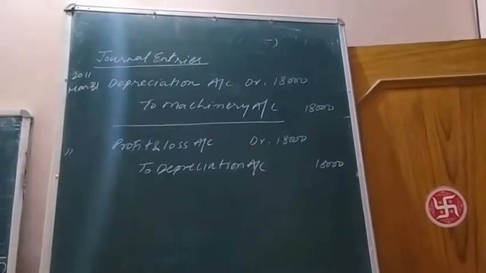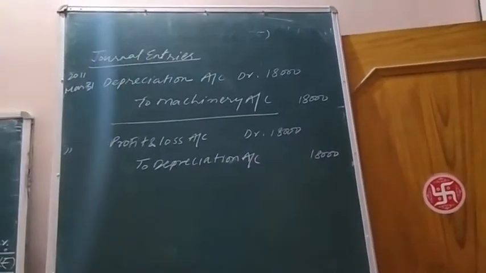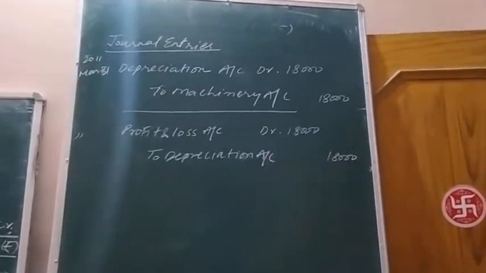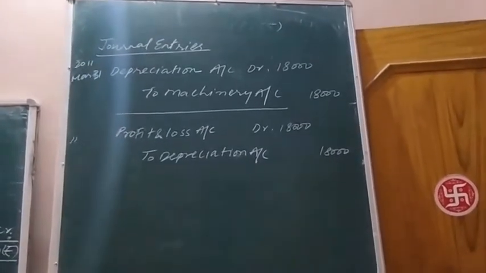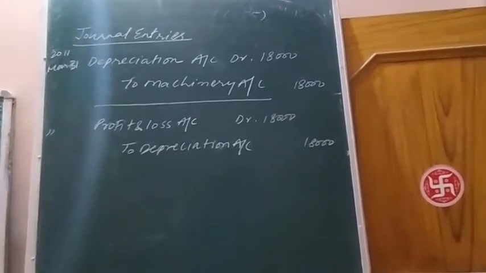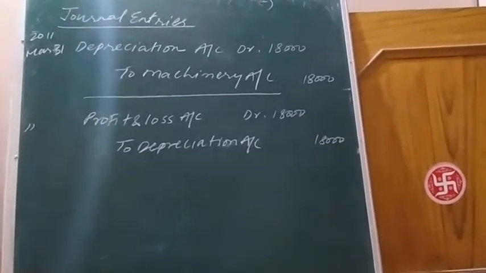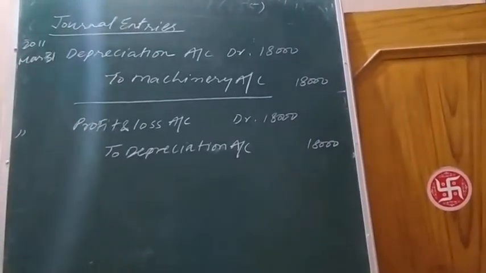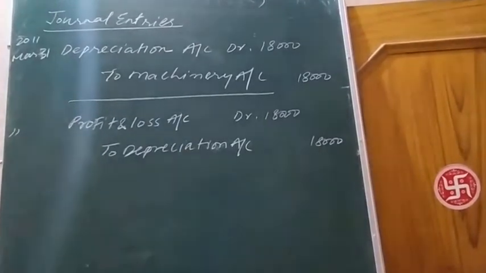It is charged. Depreciation is loss in the value of the asset. Whenever a loss increases, it is to be shown on the debit side as per the rules of debit and credit. Because of this, the value of the asset will decrease, that is, machinery will decrease. The decrease in the value of the asset is shown on the credit side.